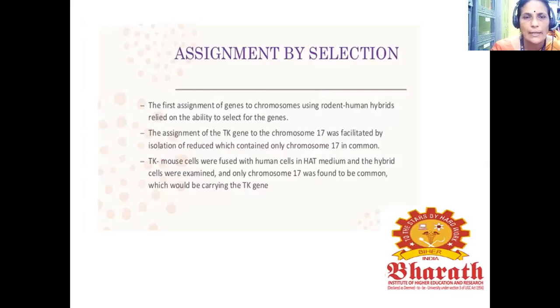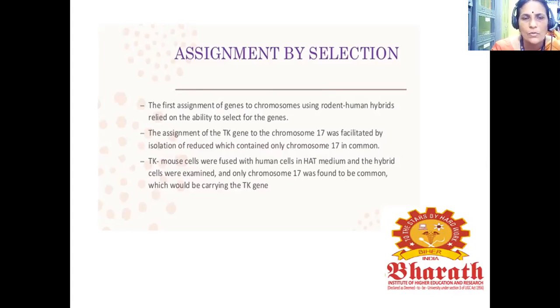That's the assignment by selection. The first assignment of genes to chromosomes using rodent-human hybrids relied on the ability to select for the gene. The assignment of the TK gene, the thymidine kinase gene, to chromosome 17 was facilitated by isolation of hybrids which contained only chromosome 17 in common.